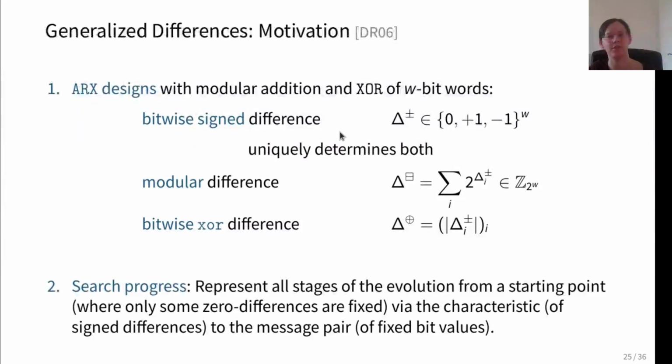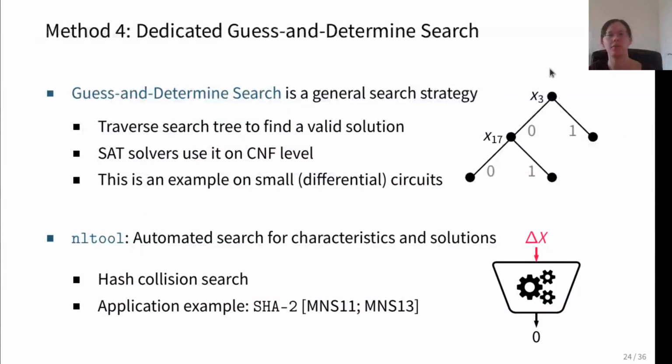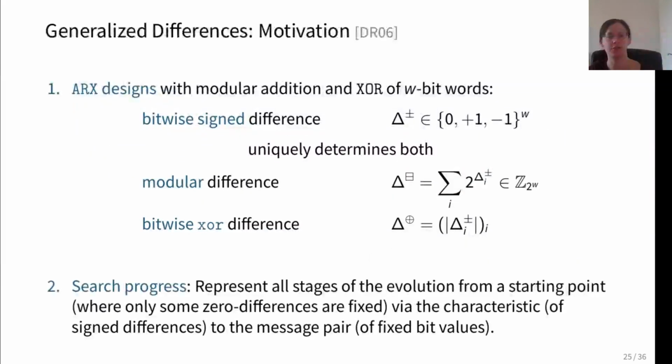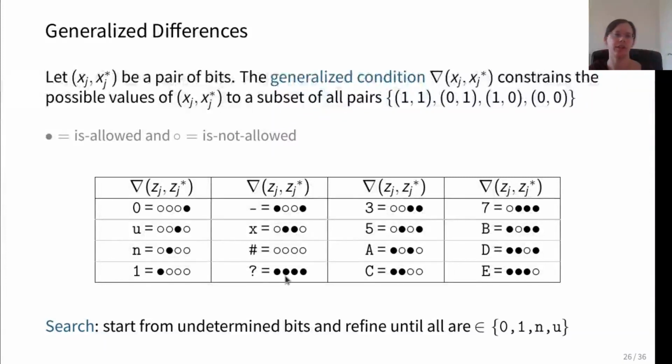We want to achieve an additional goal, and that is to represent the entire search progress in our difference notion. So we're searching starting from something where we know nothing about each bit, and then we gradually refine it. So we add some knowledge to each bit. And we want to represent this full progress with our difference notion, which is why we use so-called generalized differences, where the generalized difference of a pair of bits can be one of 16 possible values, and each of these corresponds to one possible subset of all the possible values of this bit pair.